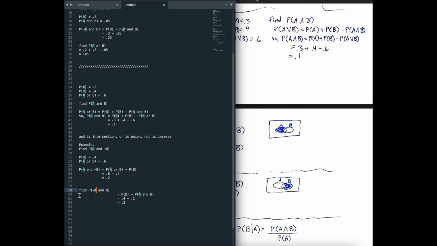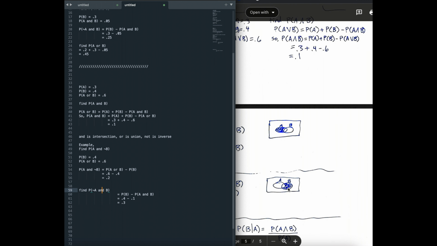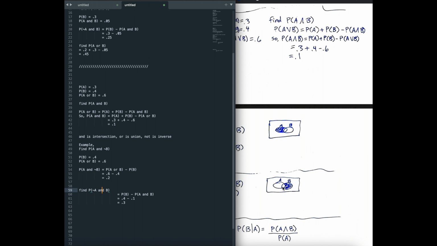You got to find probability of not A and B. So probability of not A and B, that's equal to probability of B minus the probability of A and B. And you can see that visualized right here with this Venn diagram. Probability of B minus the intersection, the center part. So probability of B is 0.4, which was given. Probability of A and B is 0.1, which we figured out in this earlier problem. And 0.4 minus 0.1 is 0.3.